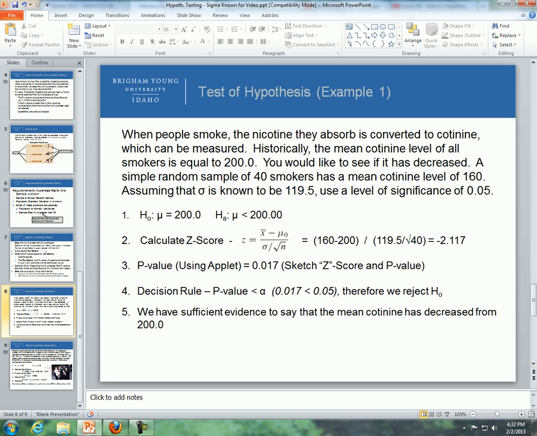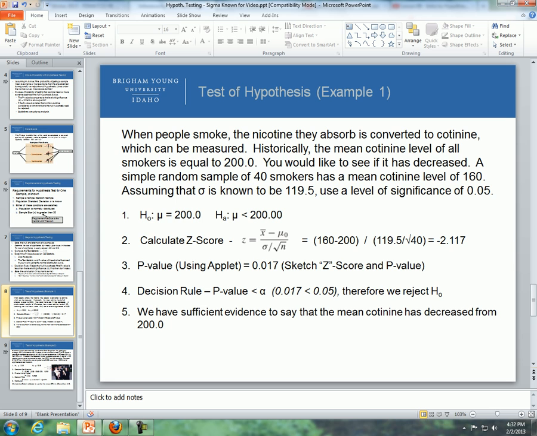So step one, and this is what we covered in the last video, is to state the null and alternative hypotheses. The null is that, historically, or the status quo, the population mean is equal to 200 micrograms per gram. But you would like to see if it's decreased, so the alternative hypothesis is that the population mean is less than 200.